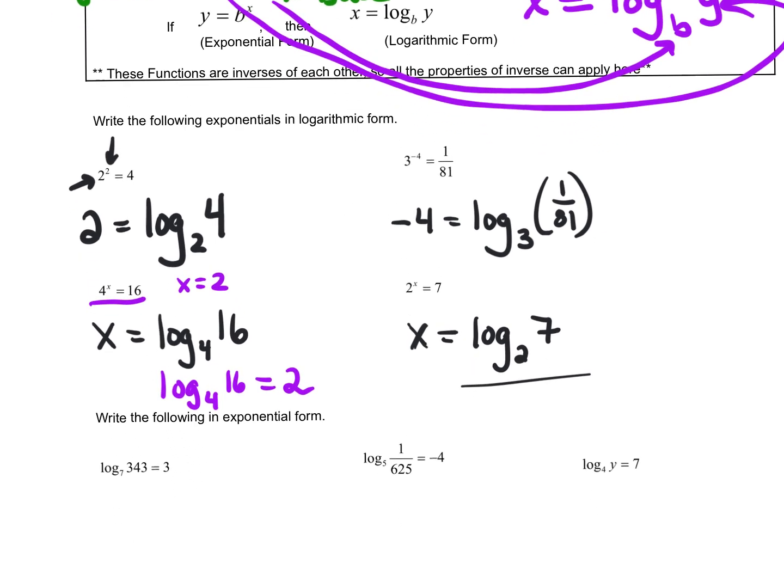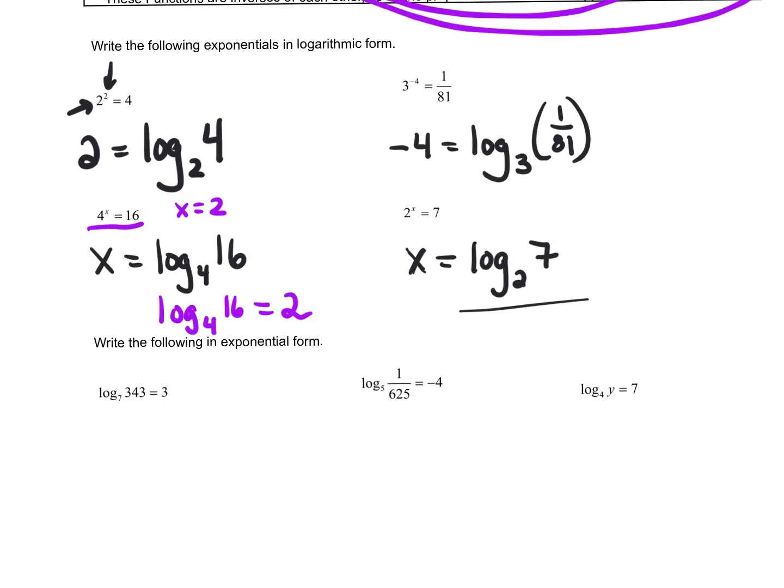Now, if you have something in log form, you can also switch it to exponential. We were turning it from exponential to log, but we can go both ways. So if I'm turning this from log, well, the base of this log is 7. Remember, the log always equals the exponent. So this is 7 to the third equals 343. And of course, 7 to the third is 343, because 7 times itself 3 times is 343.